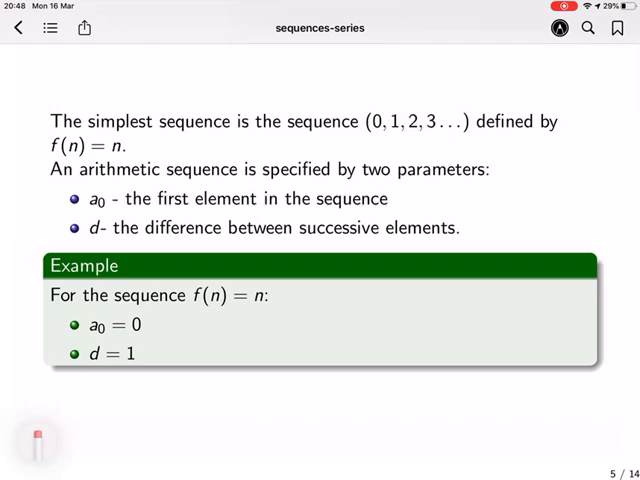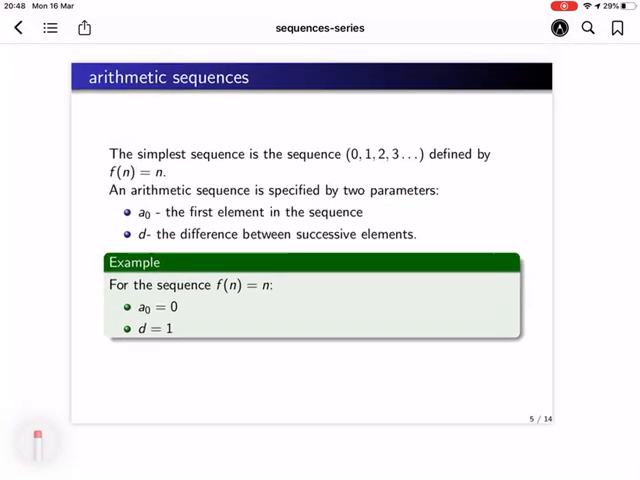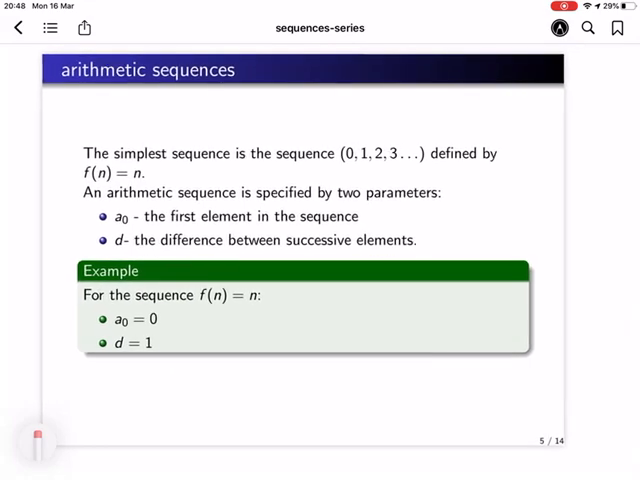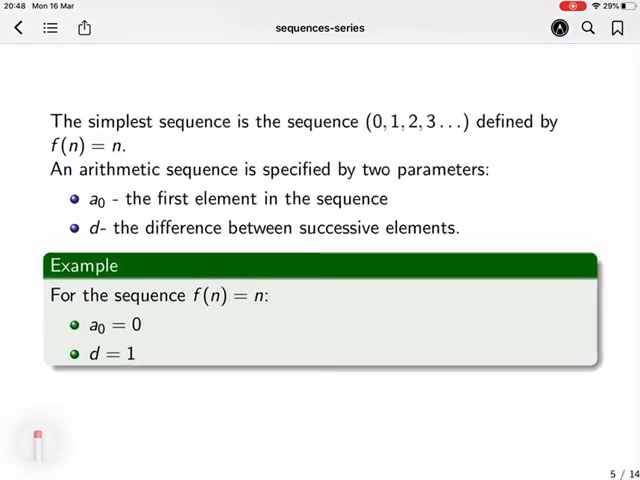arithmetic sequences. What happened to my header? There are always problems here.